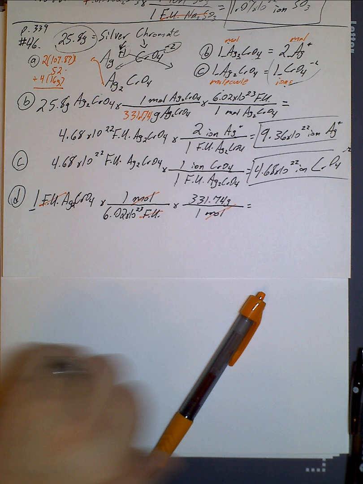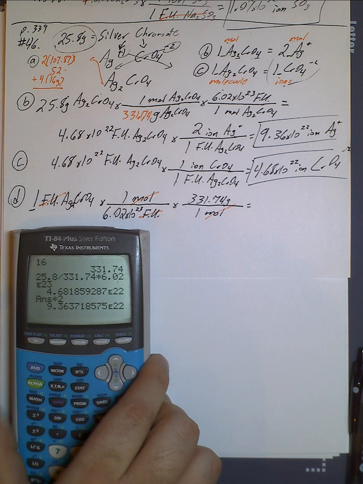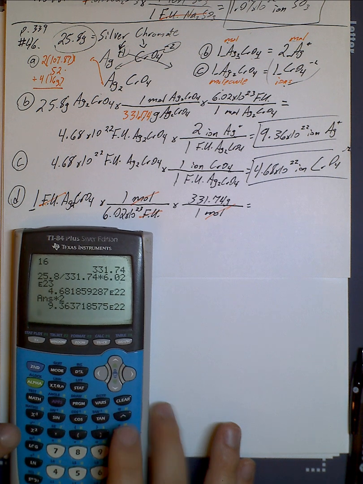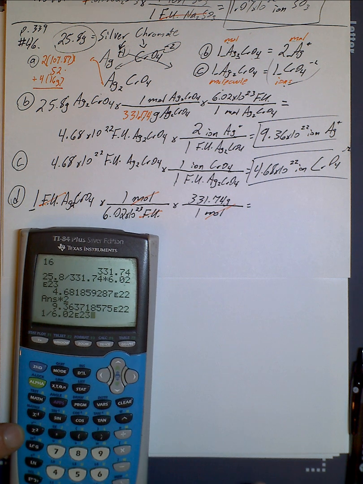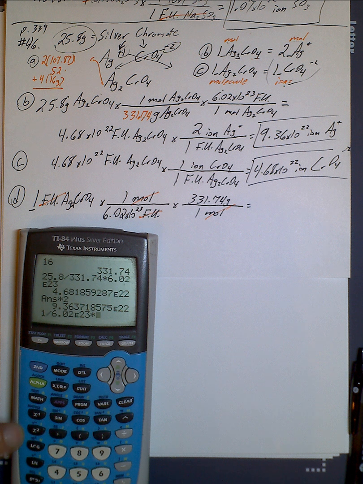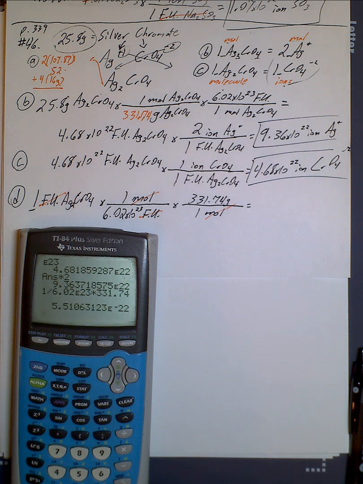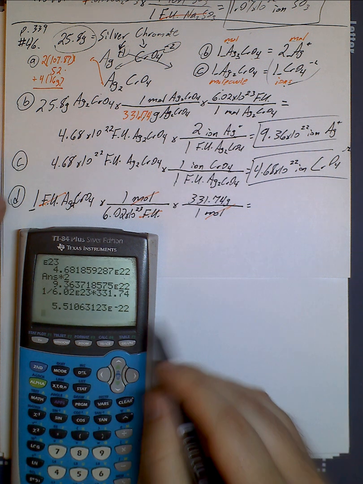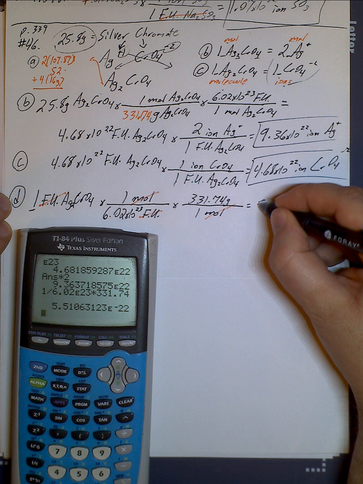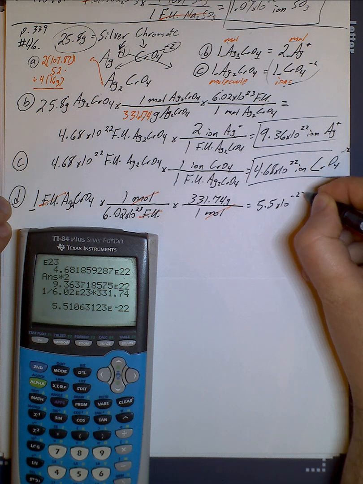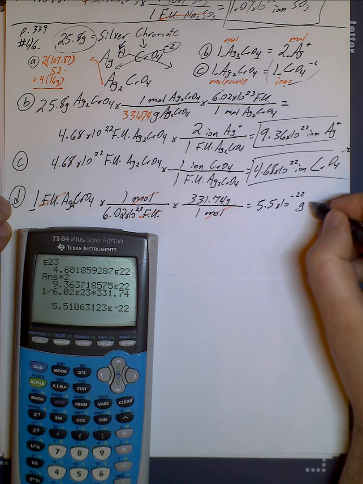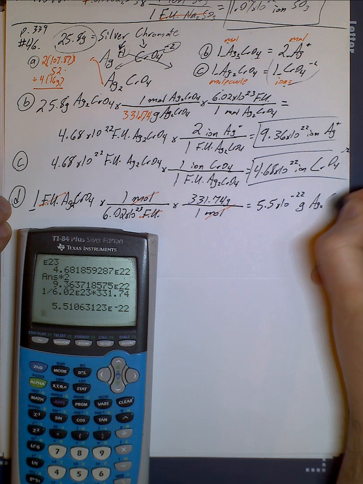So all I gotta do is type this into my calculator, and I'm done. 1 divided by Avogadro's number, multiplied by the molar mass of silver chromate, 331.74, and that's it. And if you notice, I do get a very, very small number, 5.5 times 10 to the negative 22nd grams silver chromate.